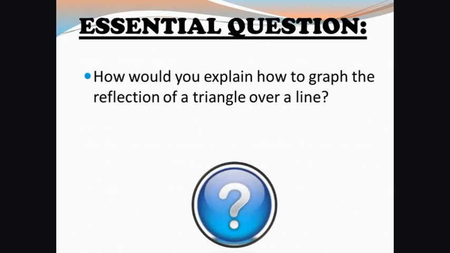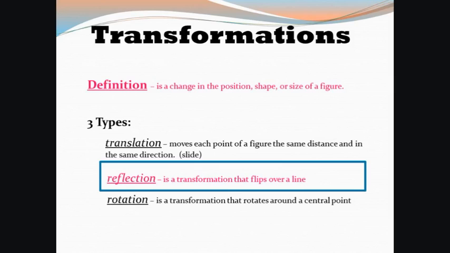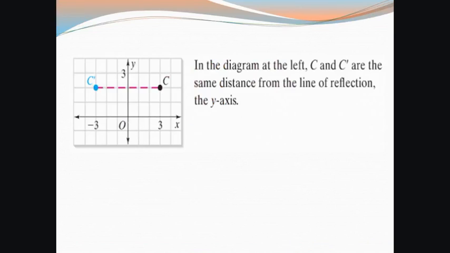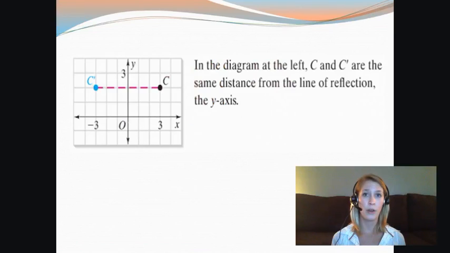Now, we've talked about different types of transformations up until this point, but we're going to focus on what a reflection is. And a reflection is a type of transformation that flips over a line. So I want you guys to take a look at this visual. It's literally reflecting across that line. So almost think of a mirror, creating that mirrored image. And with that mirrored image, we're going to apply that to our knowledge of graphing in the coordinate plane and what we've learned before in translations.